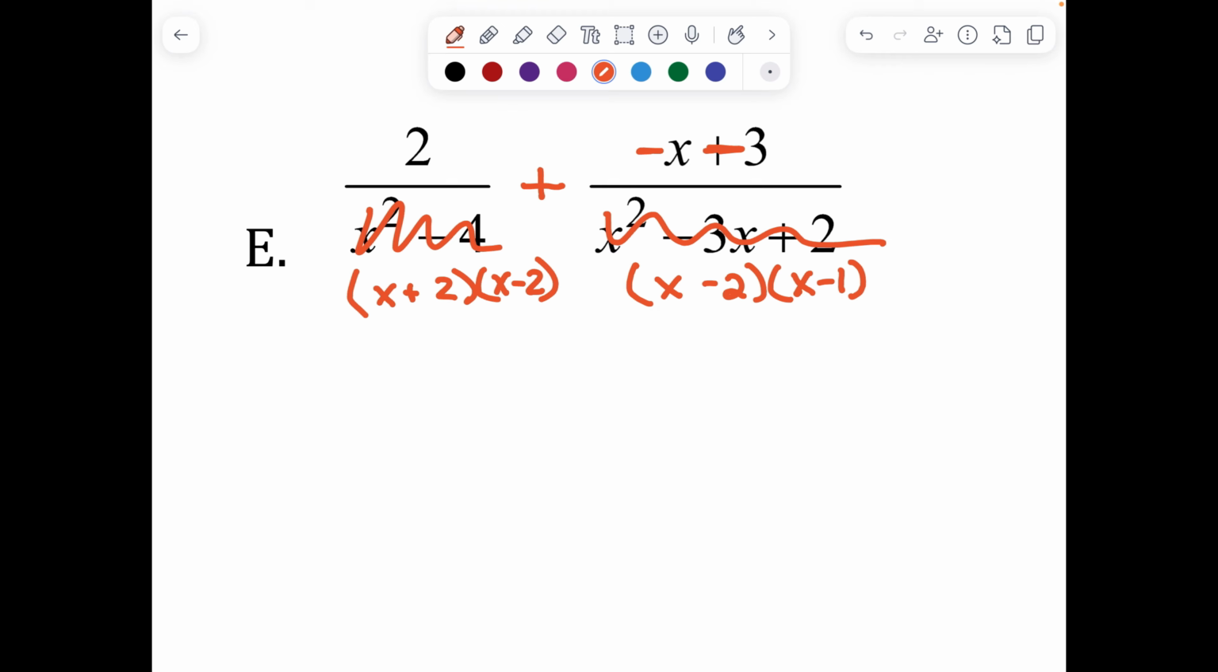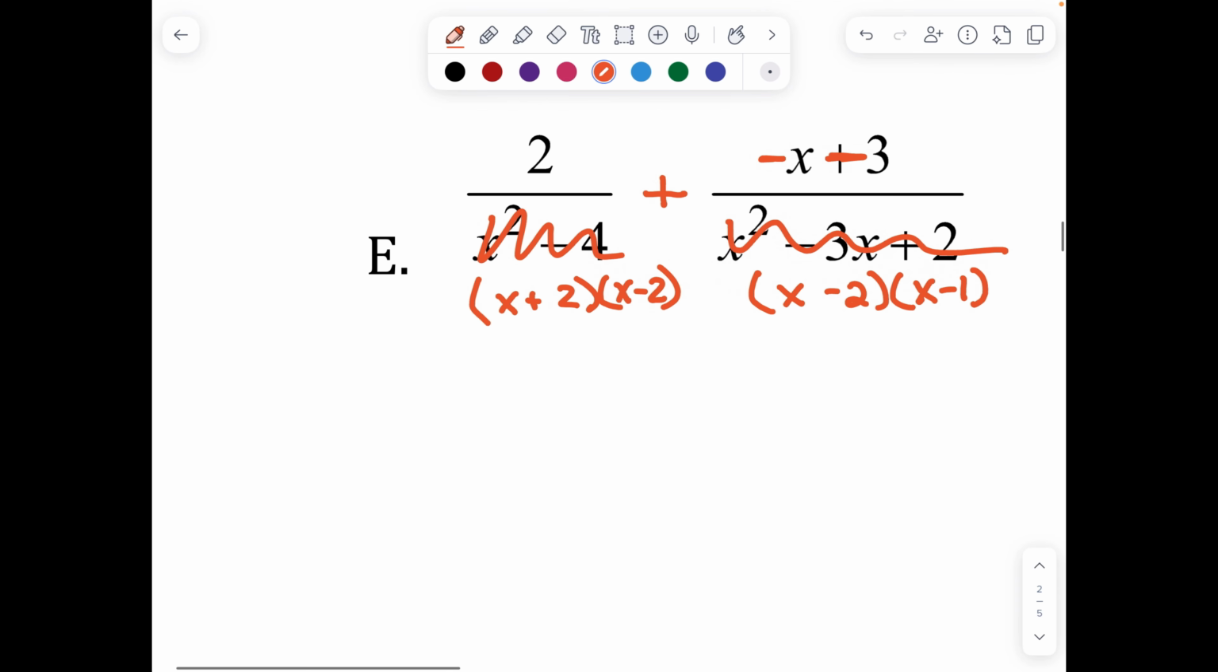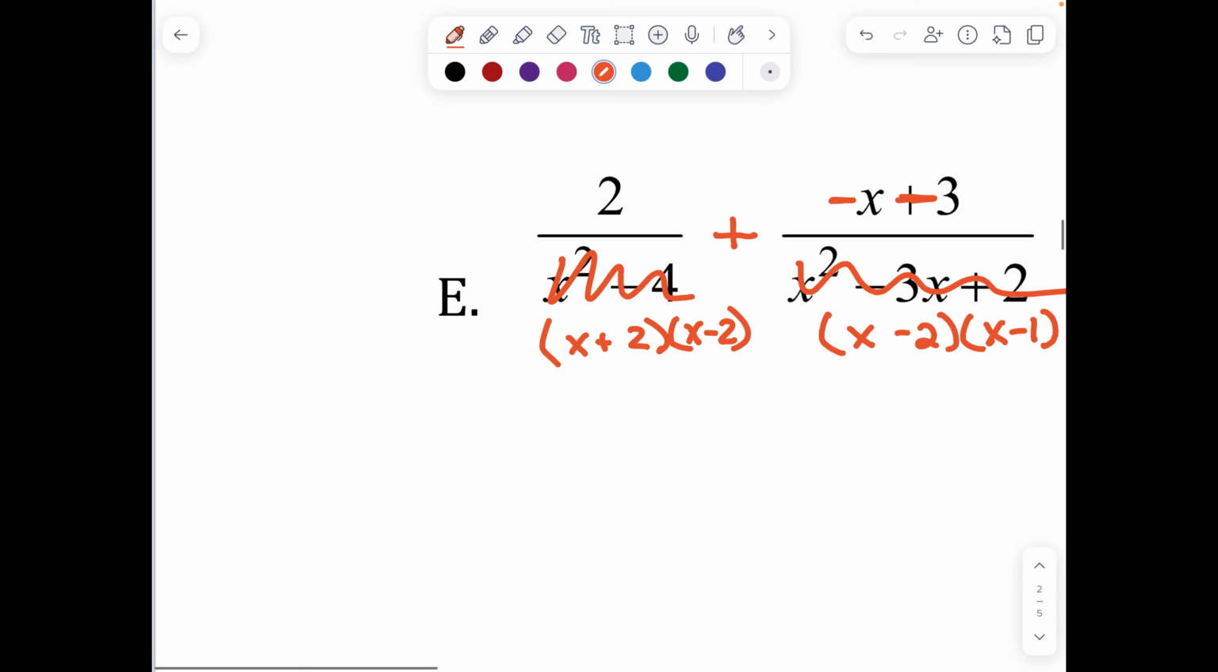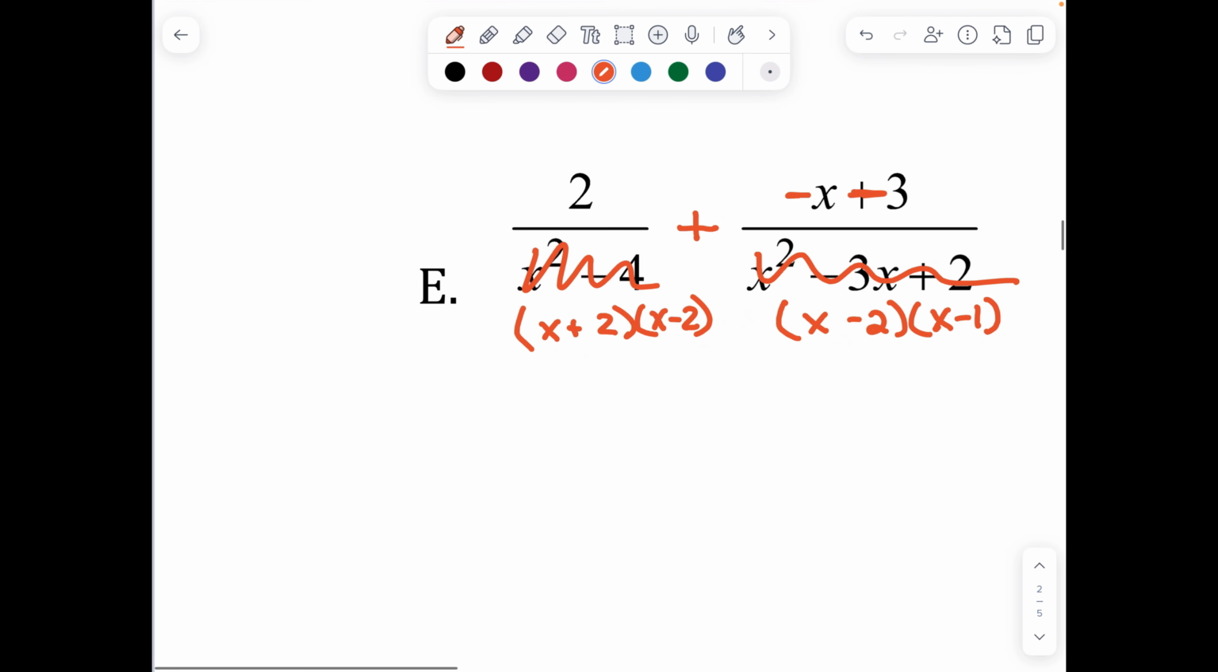So now that those are factored, we now need to figure out what our least common multiple or least common denominator is. That way we can figure out what we have to multiply by. So our LCD is going to be x plus 2 times x minus 2 times x minus 1.